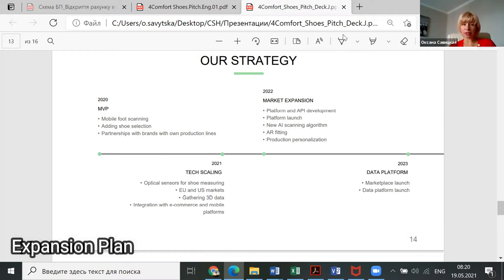In 2022, we're going for market expansion and also beginning to develop a platform with a new API and a new AI scanning algorithm.